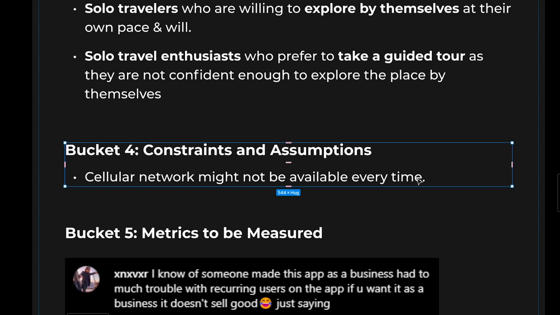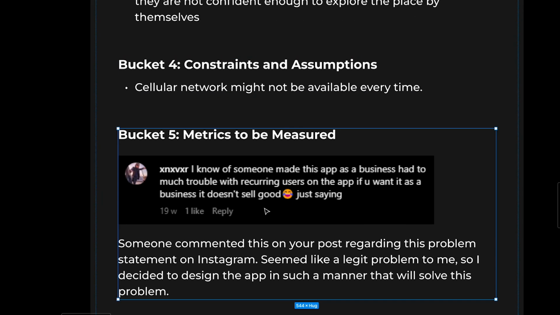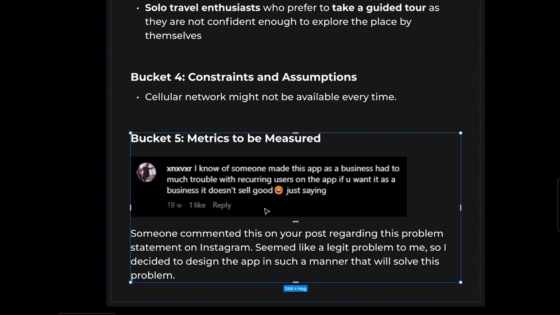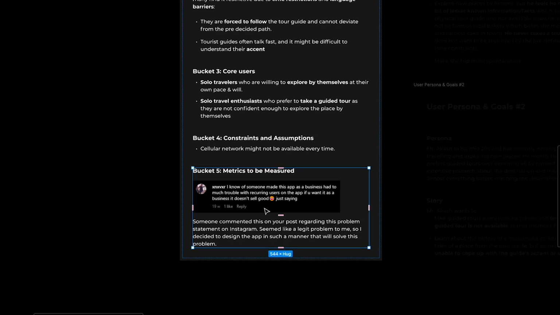So for me, first of all, I would say that this should not be a constraint at all, because the app should work with or without an online internet connection. Then you have metrics. Now, the thing is, it's very hard to judge what the metrics are over here because we don't even know how the app works. Once we know that, we'll know what the metrics are, so we can ignore this for now.